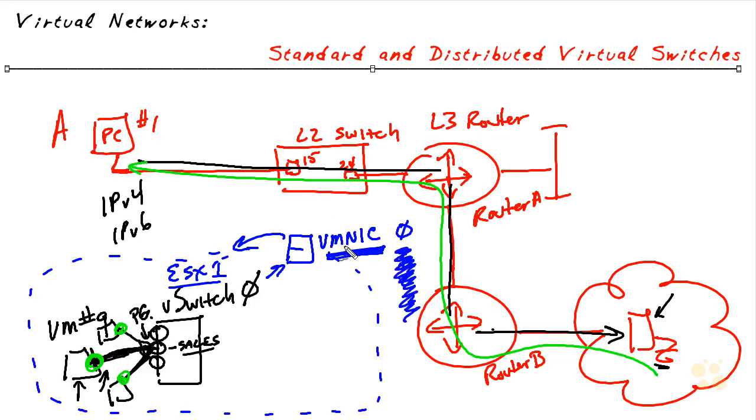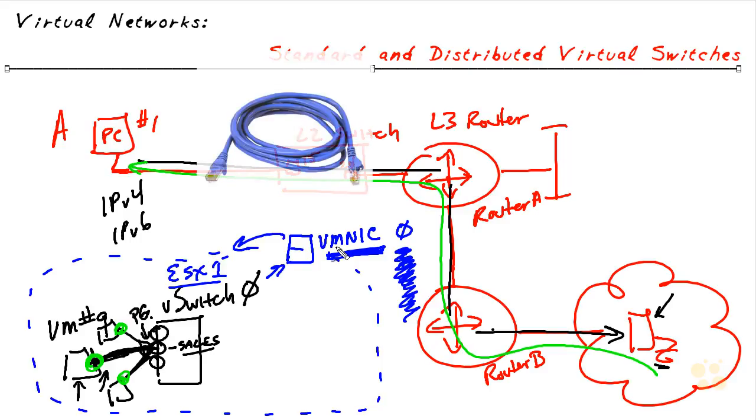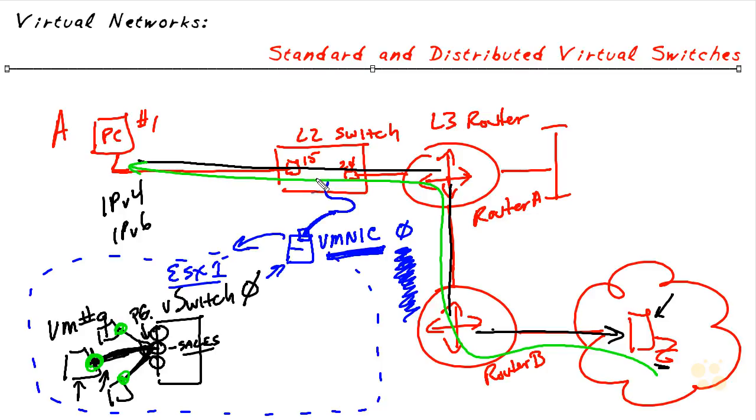Because this is actually a physical network interface card, we are going to take a physical cable, for example, a Cat5 or a Cat6 cable, that has an RJ45 connector at the end of it, and we're going to plug it in to that physical port on the ESXi host. We're going to take the other end of that cable and plug it into a switch port on one of our physical switches.